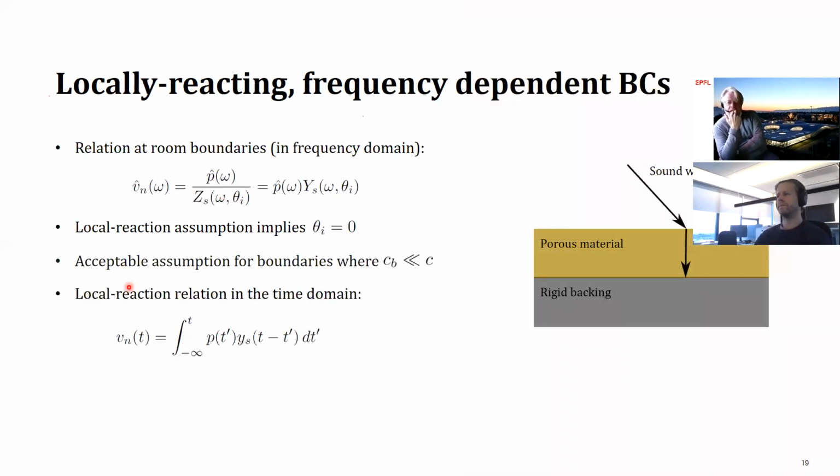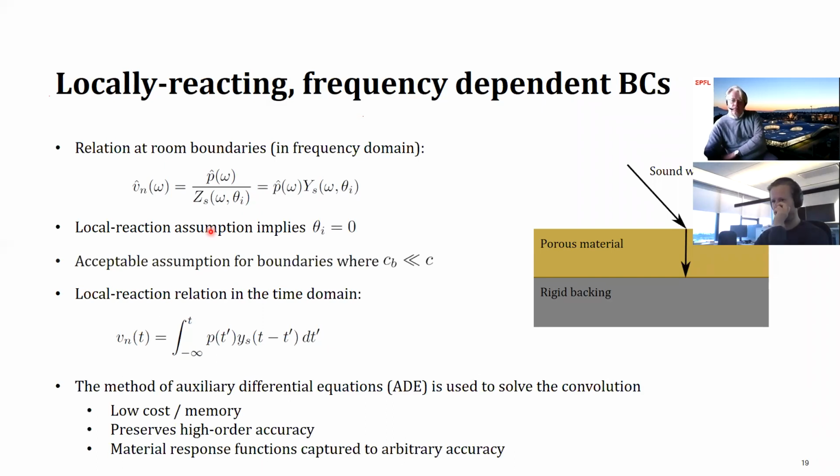Then if we use this local reaction assumption and inverse Fourier transform this to get to the time domain, we arrive at this relationship here, which is obviously a bit more complex than with this one here. We have a convolution integral that we need to solve, but we can employ what's called the method of auxiliary differential equations to solve this convolution, and this is what we have done. This method has some attractive features. It doesn't add a lot of cost or memory footprint to the simulation. It preserves the high order accuracy, and these material response functions can be captured with arbitrary accuracy.